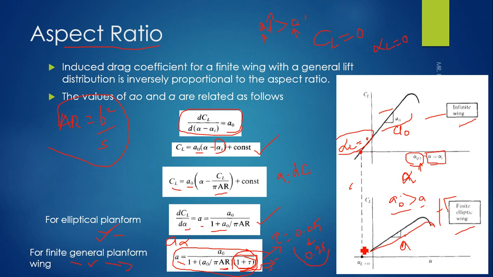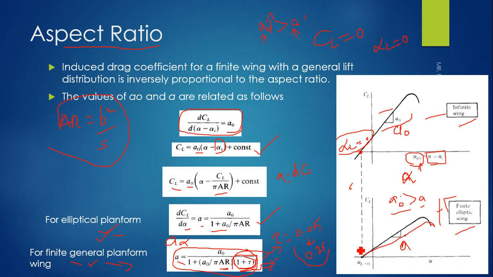Unsymmetrical, if CL is equal to 0, then alpha L will also be equal to 0. Once again, for both symmetrical and unsymmetrical wing, if CL is equal to 0, then alpha L will also be equal to 0, sir. Is it like that? No, not like that.